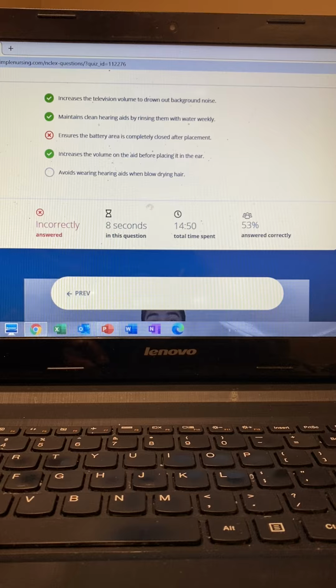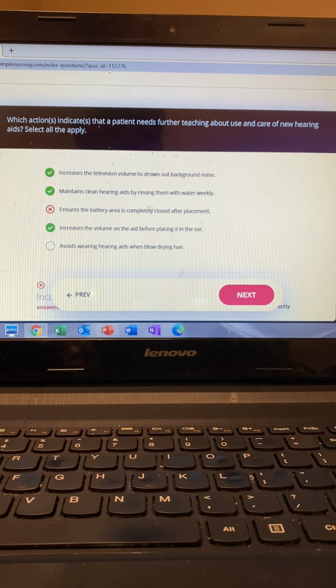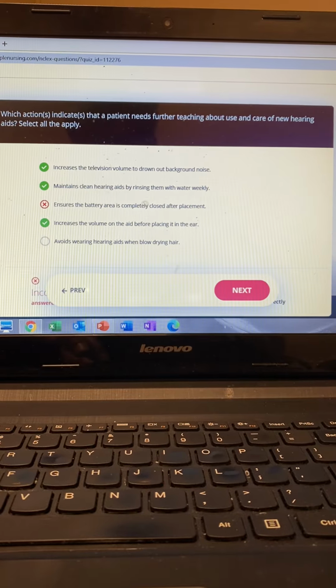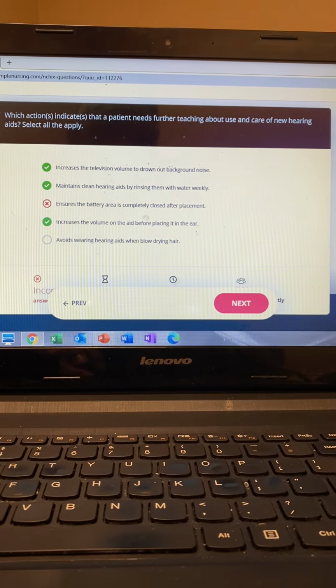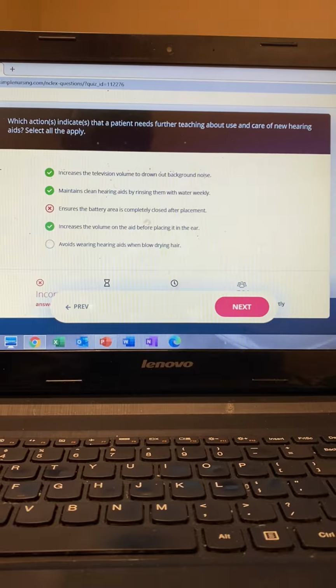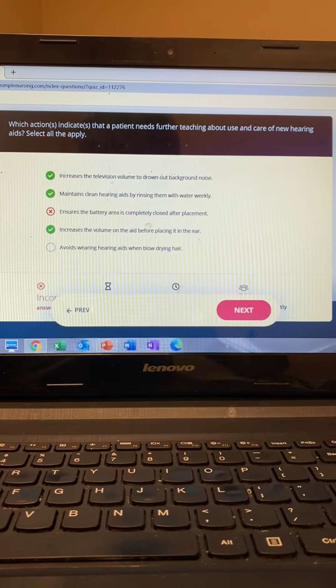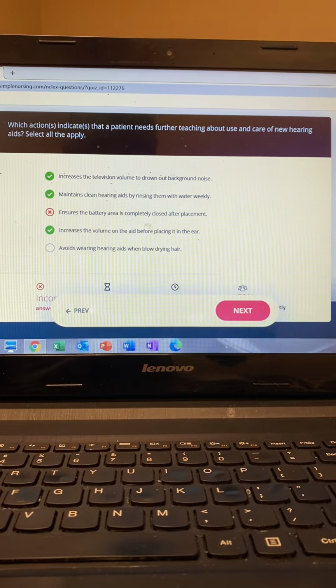Now, using our 3 steps, let's break this down. So this question is asking for the incorrect action for the key problem, patient using and caring for hearing aids. So the first thing we're thinking is volume, cleaning, and positioning inside the ear. So the solution we're looking for are the actions that are incorrect.